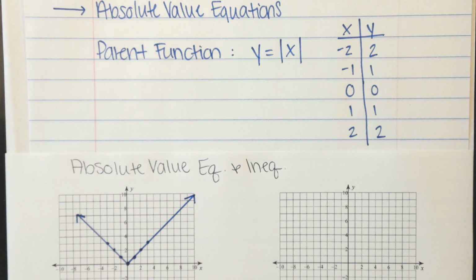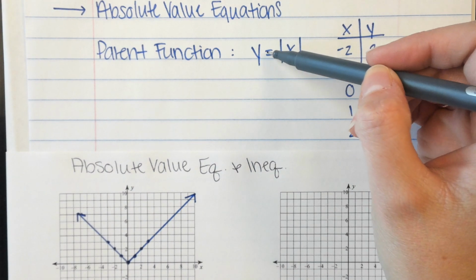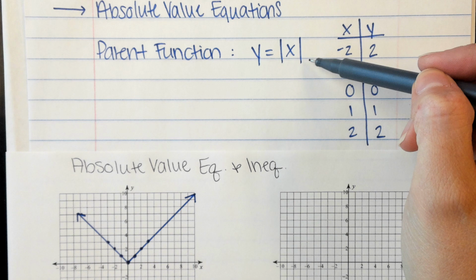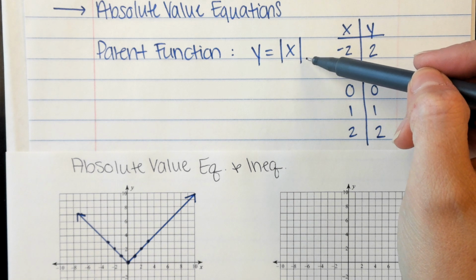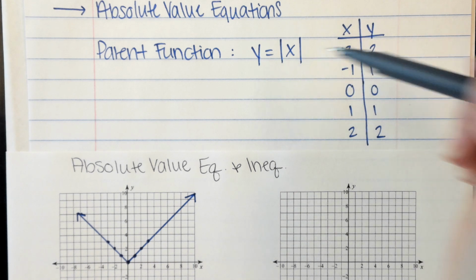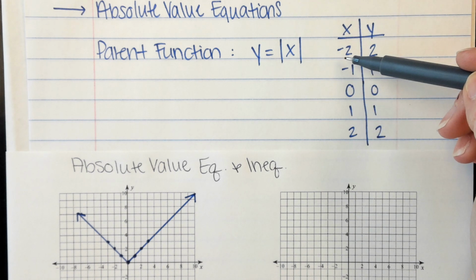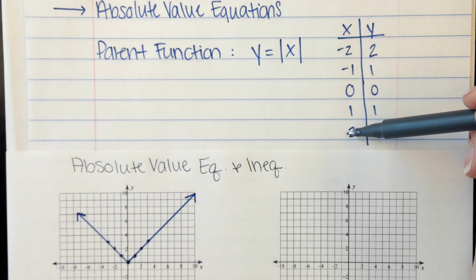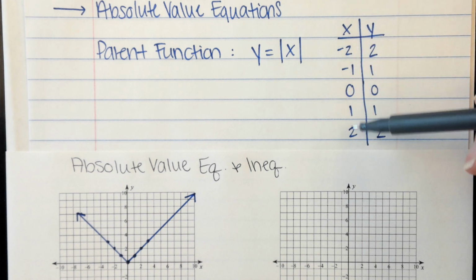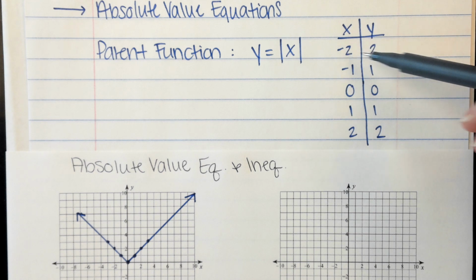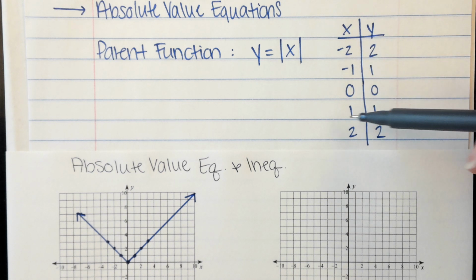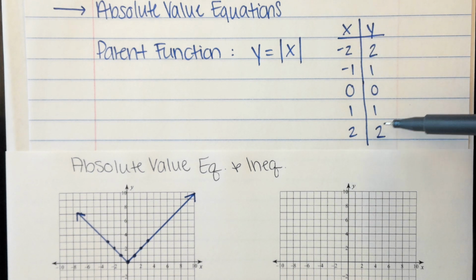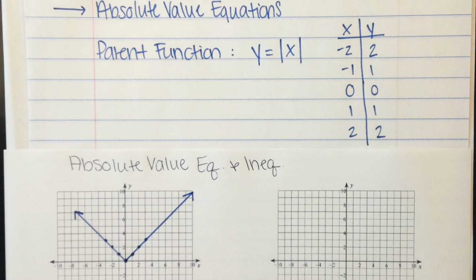Okay, the next thing we're going to look at is an absolute value equation. So first we need to look at the parent function. The parent function is y equals the absolute value of x. That's the most basic absolute value function or equation there is. Okay, here's the table of values, and basically whatever you put in for x, your y value is going to be the positive of that number. So -2, 2, -1, 1, 0, 0, 1, 1, 2, 2. And it keeps following that pattern over and over.